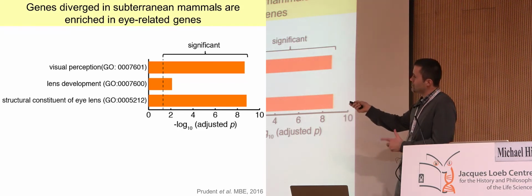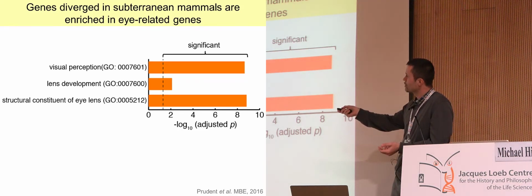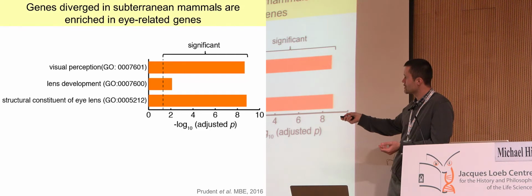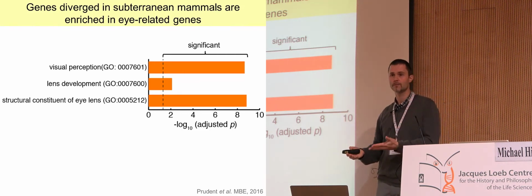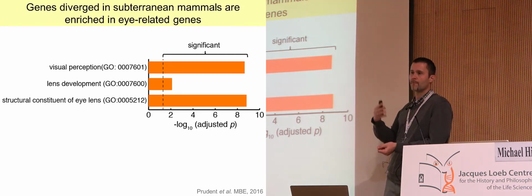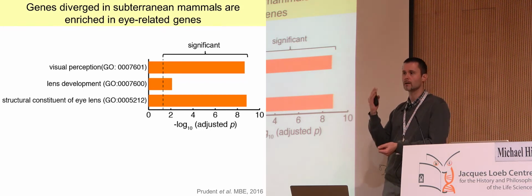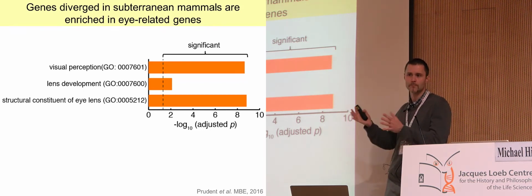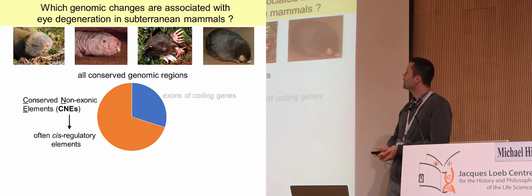I just show you a few of those GO terms, like visual perception, lens development, and structural lens components, which comprises many crystallin genes, for example. These molecular functions are statistically enriched. And this was also supported by other studies.